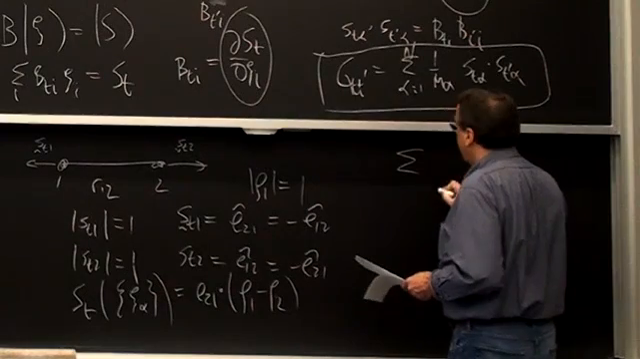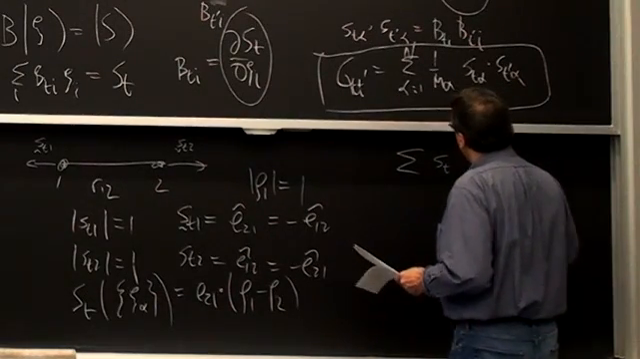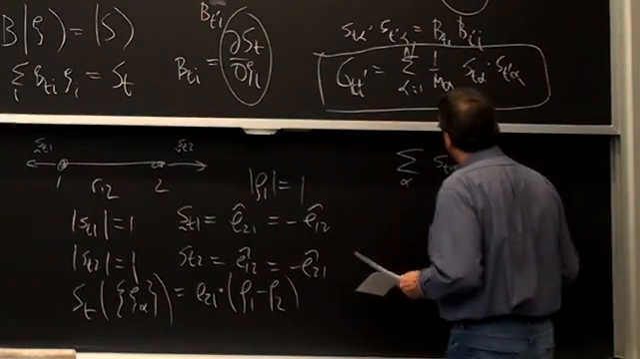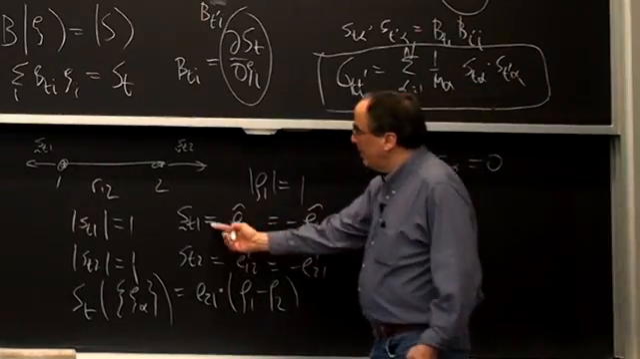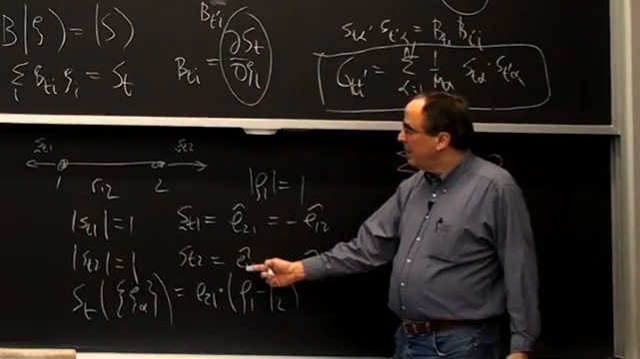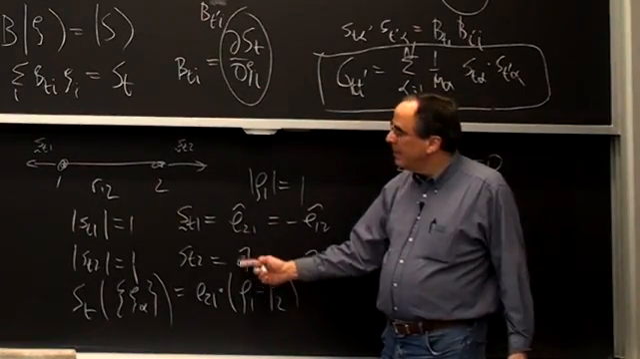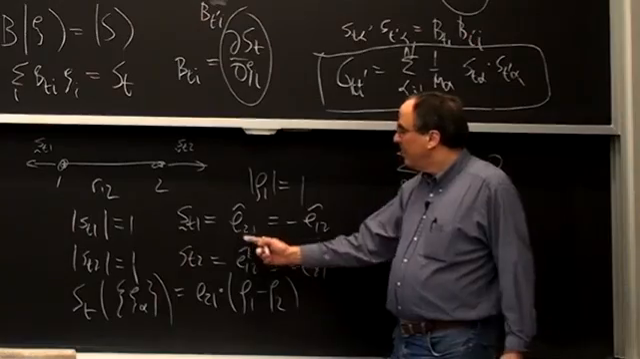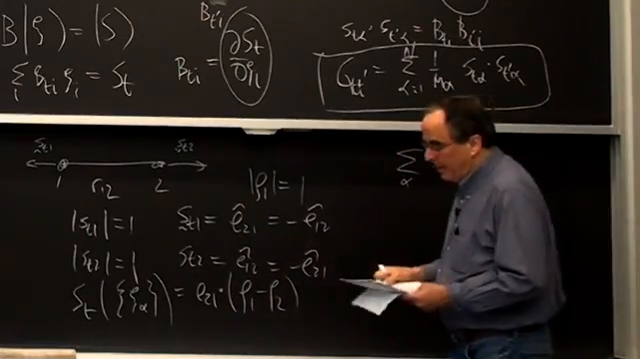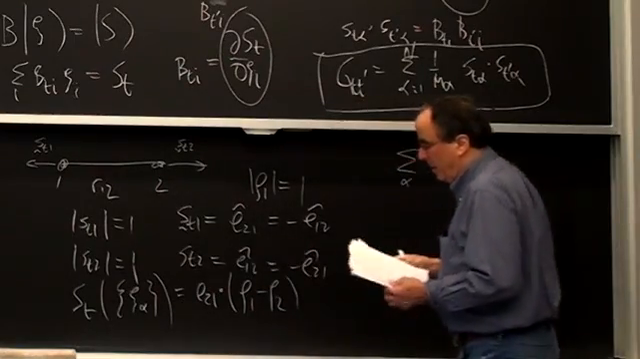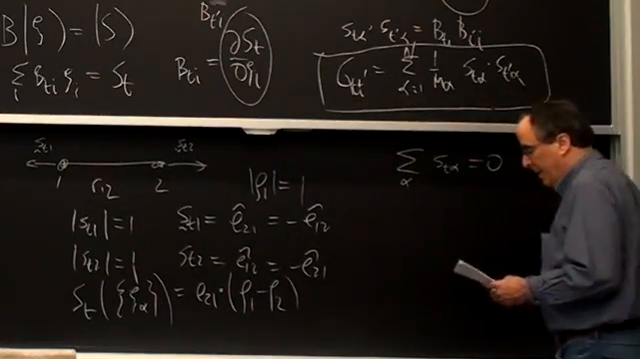So the sum over alpha of S_T alpha has to be equal to 0. And you can see that it's going to be satisfied because the two S_Ts are defined as minus each other. So that's certainly true. And then there's the question of the rotation. This is harder.